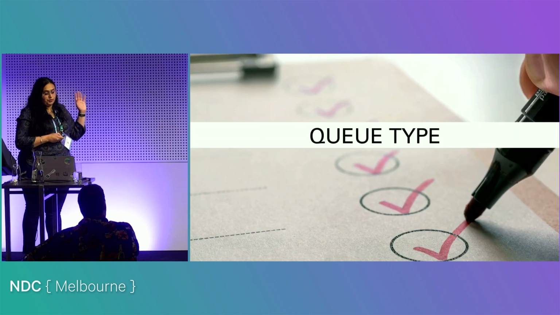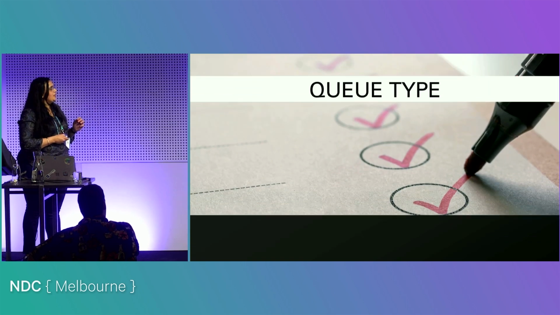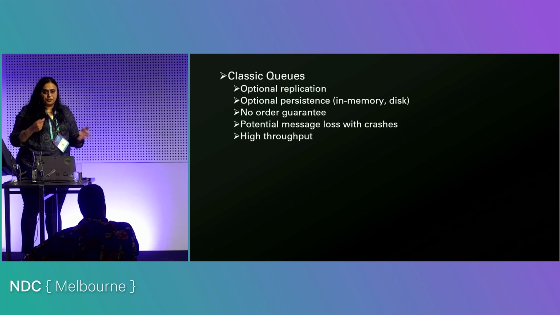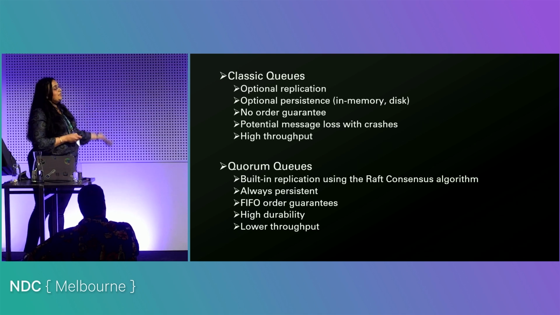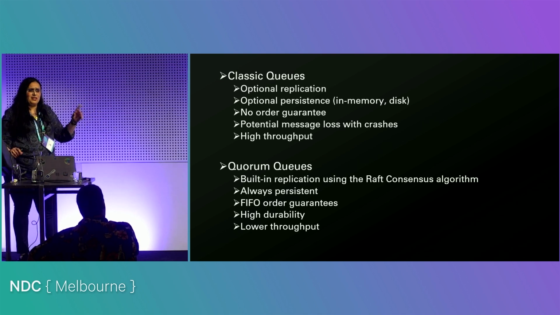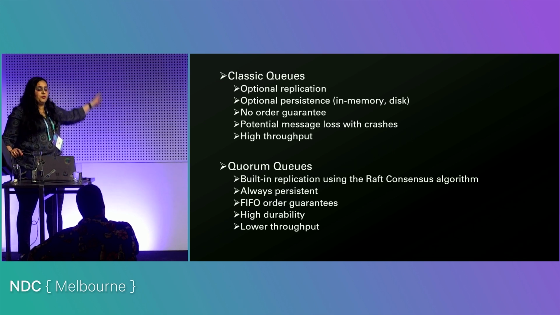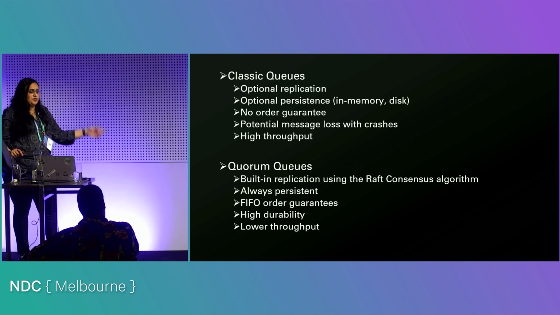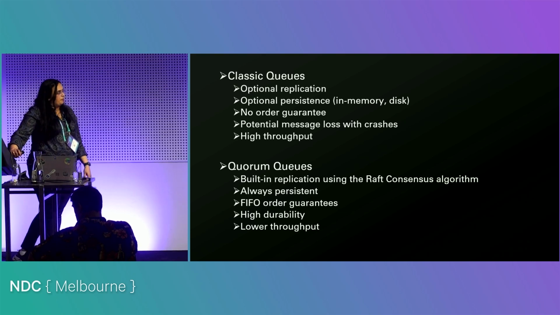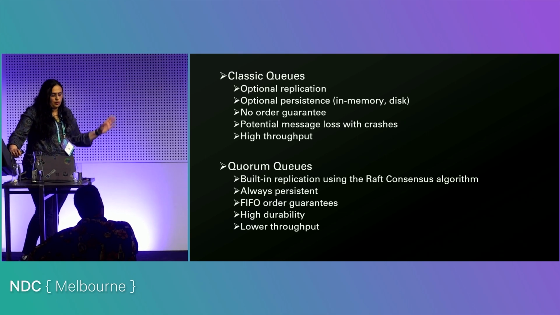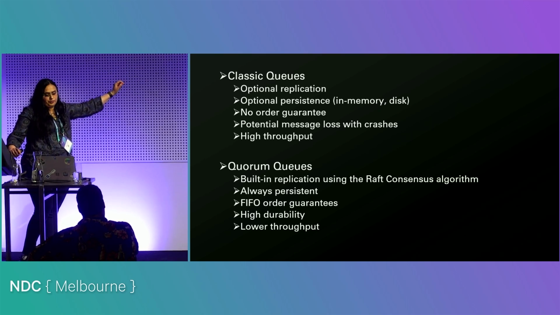And one of the things that you need to be aware of is the queue types in RabbitMQ, which can be the classic queues, which give you optional replication, optional persistence, but high throughput because it can be transient and not stored or persisted onto the disk. But what we recommend usually is the quorum queues, which have built-in replication using the Raft consensus algorithm. There was recently a blog post about quorum queues on the RabbitMQ doc site. So have a read. It's really advanced level, but it is always persistent, has better order guarantees, durability, but a slightly lesser throughput when compared to classic queues because it needs to be persisted.